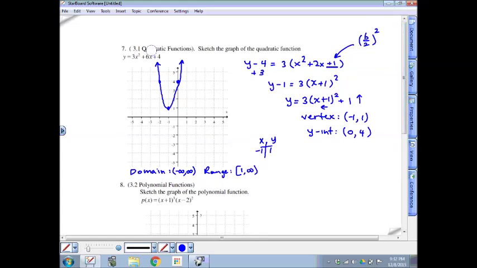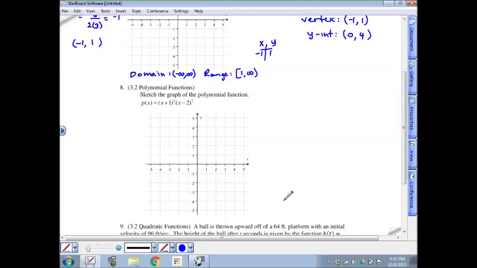Now the other way you could do this is just to simply find the vertex. If you didn't want to complete the square, you can use the vertex formula, x equals the opposite of b divided by 2a, so you would have negative 6 divided by 2 times 3, which is 6, and you get negative 1. So you know that the x part for the vertex is negative 1, and then you can plug negative 1 back into the function. And if you plugged a negative 1 for that x and a negative 1 for that x, you'd end up getting a positive 1 out of that. So it tells you where the vertex is, negative 1 comma 1, and then you can go ahead and still find the y-intercept and reflect that point.